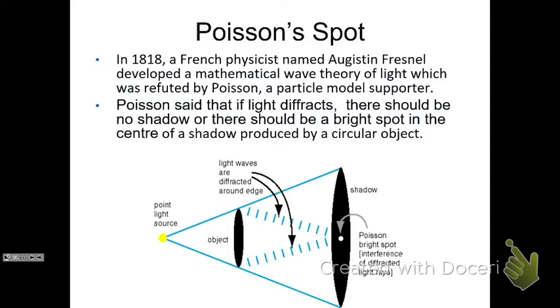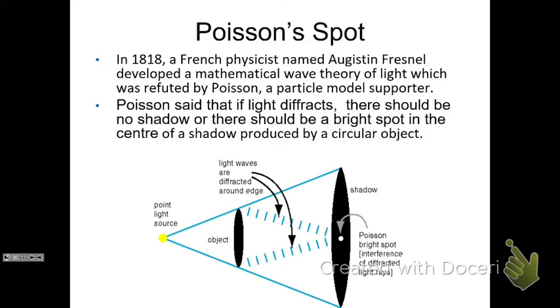So if there is a bright spot in a sea of darkness, what type of interference would be responsible for Poisson's bright spot? Constructive? Yeah, for sure, right? Because if it was destructive, like everywhere else, it would just be black, but because there's a little bit of light in there, we do have constructive interference, for sure.